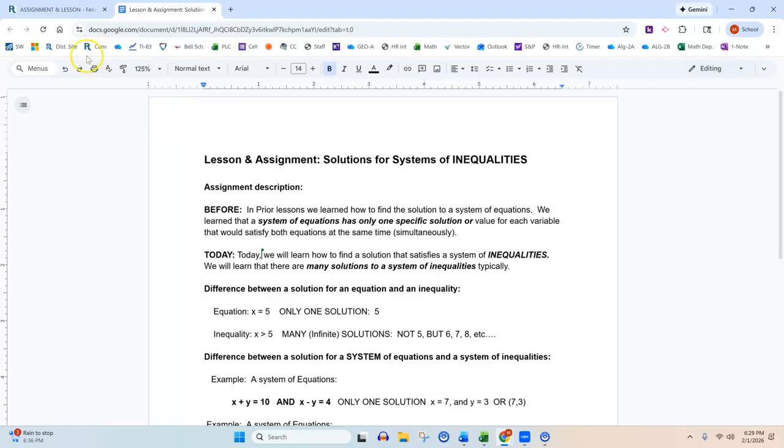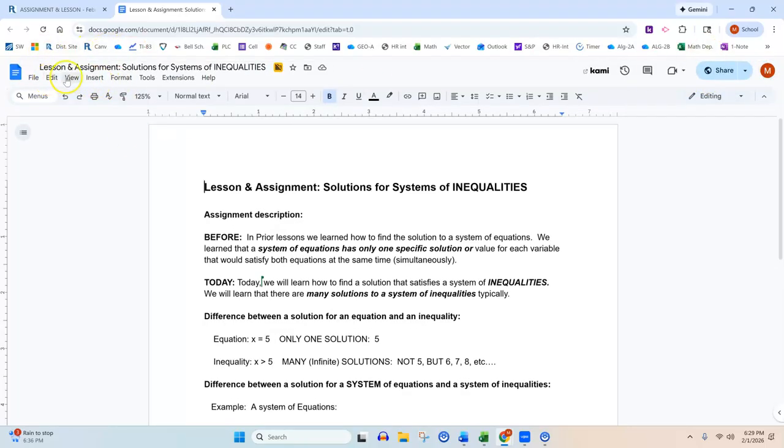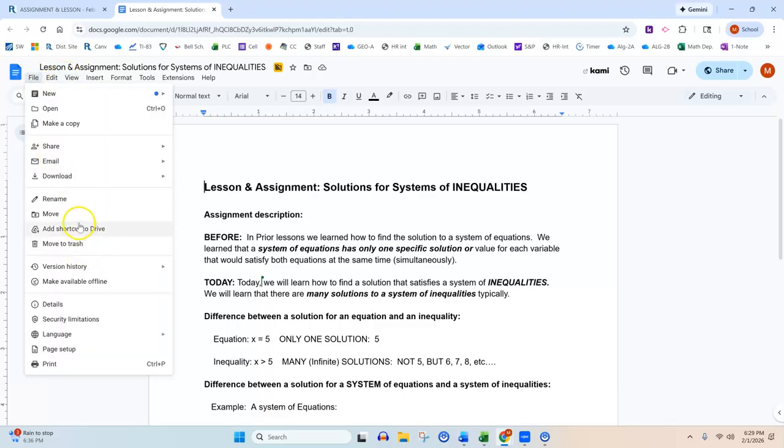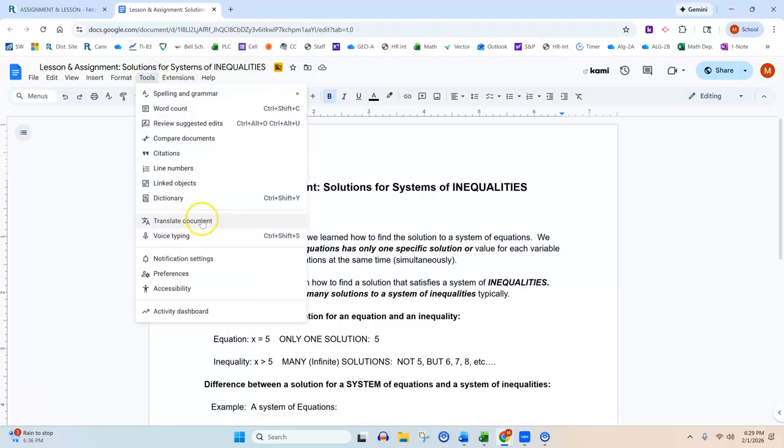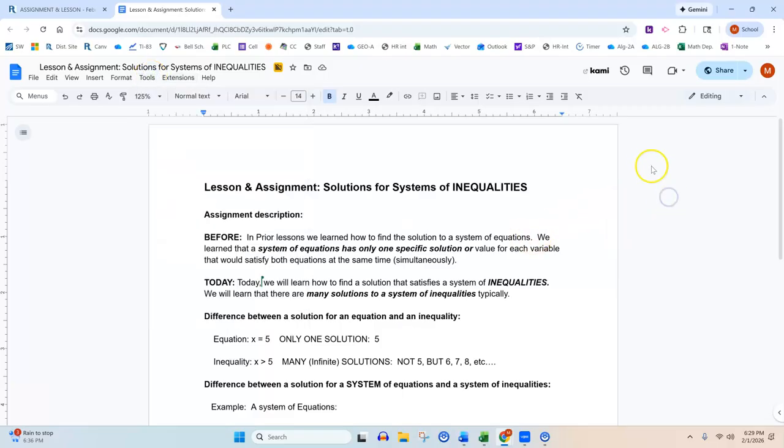If you need to translate it, remember you're going to need to do this. You go to File, make a copy, and then when you're done, you come to Tools and you do the Translate, okay? And then you can do it in your language.